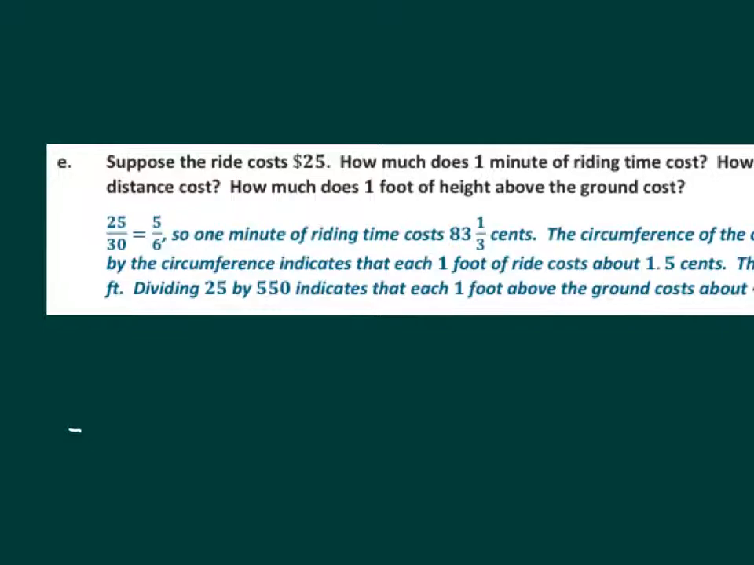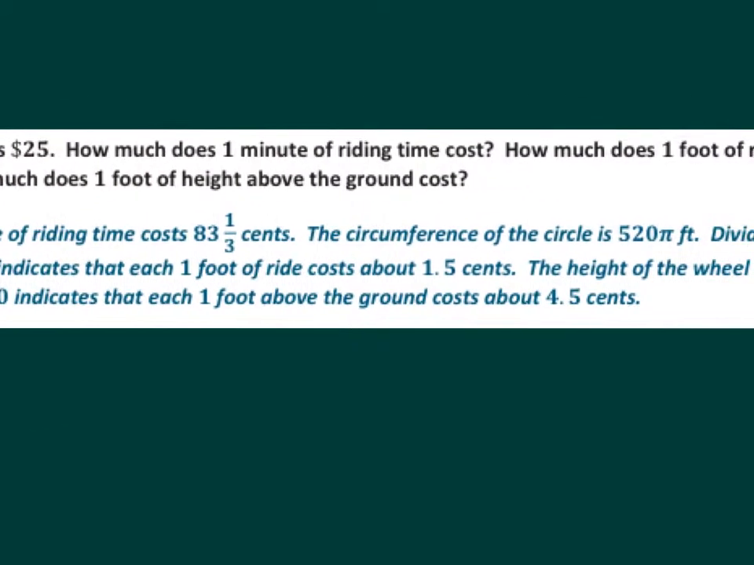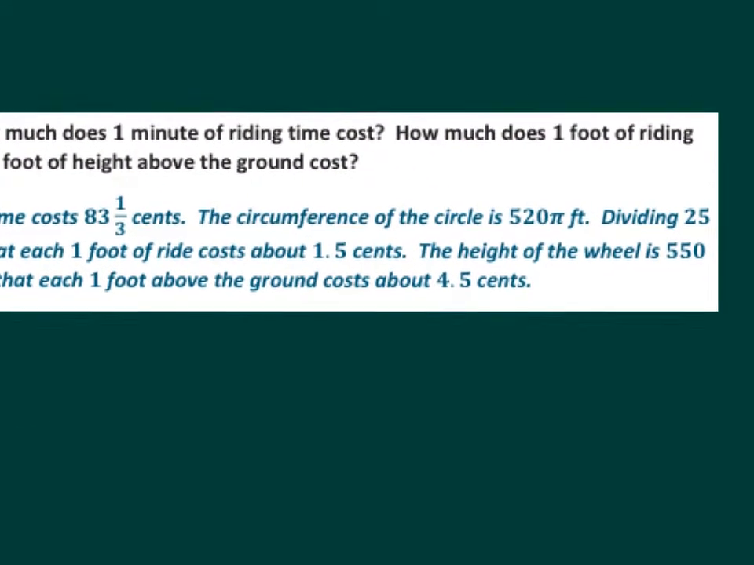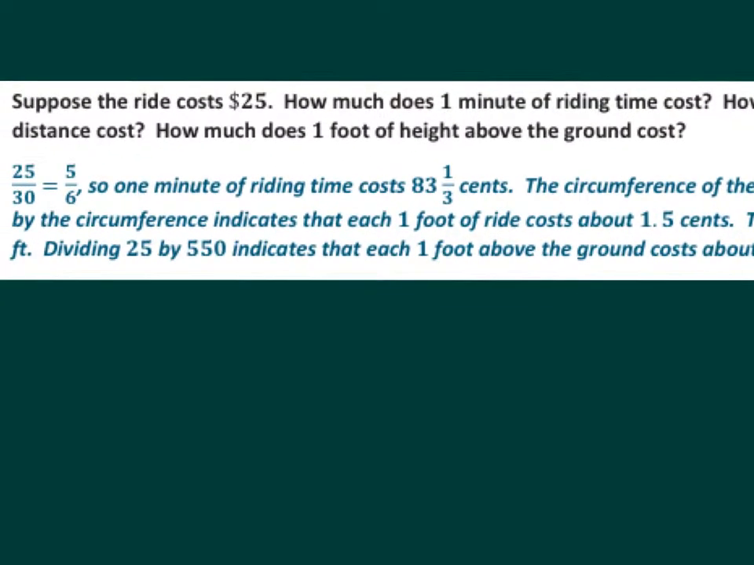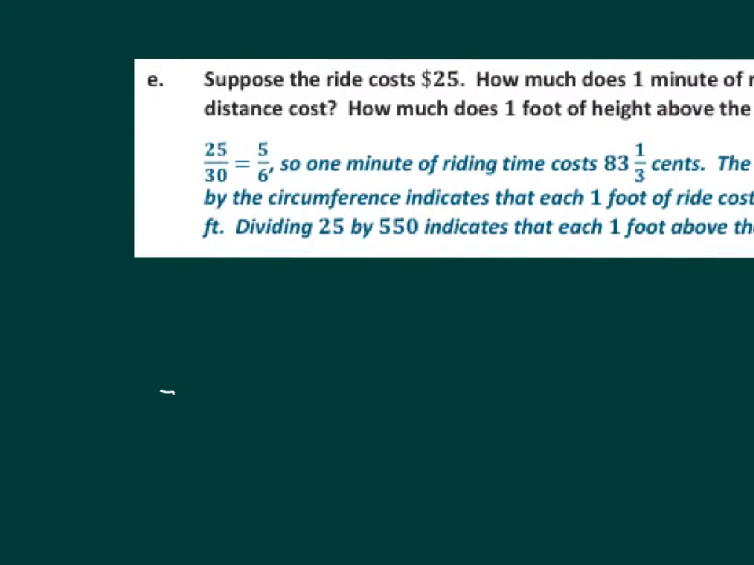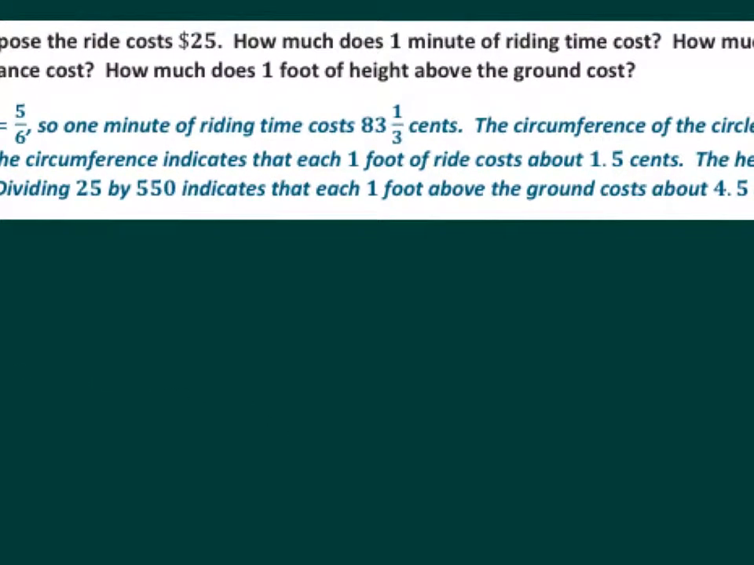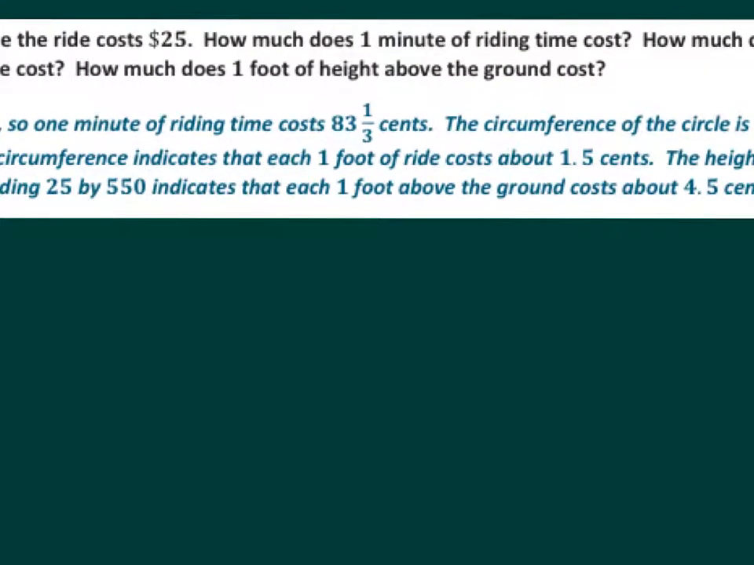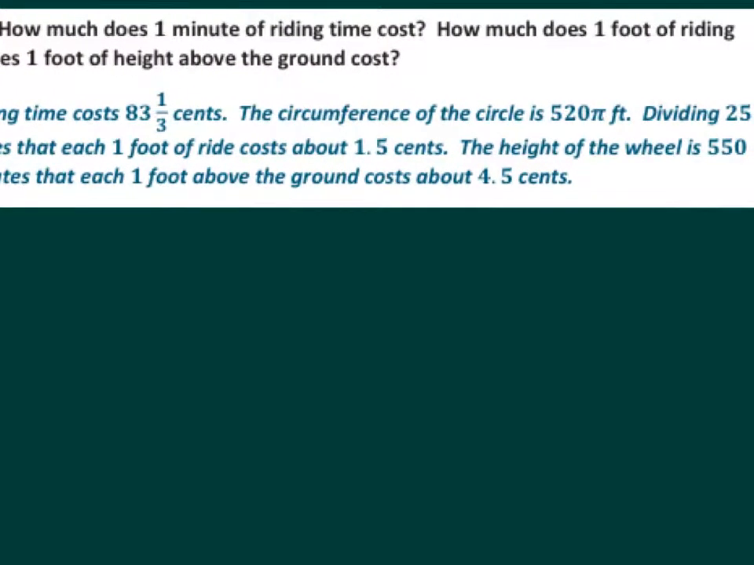That shouldn't change because it's going in terms of minutes. So you should still have 83 and 1/3 cents. And that comes from a basic math calculation. The circumference of the circle is 520 pi feet, so that has nothing to do with the height of the wheel on the top to the ground. Dividing 25 by the circumference indicates that each foot of ride costs about 1.5 cents.